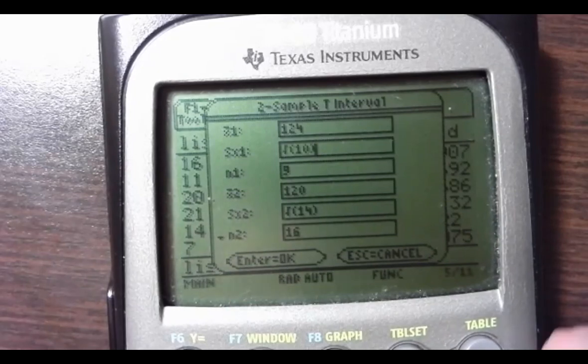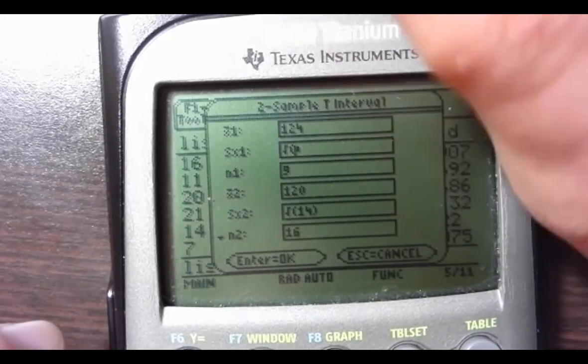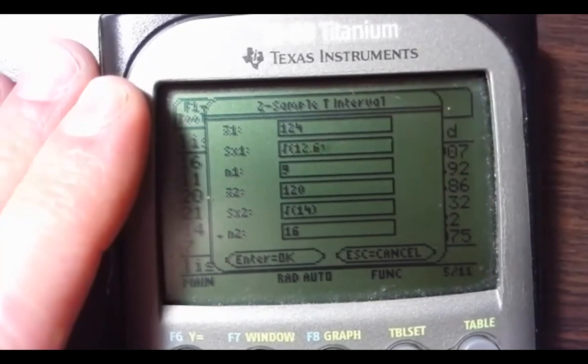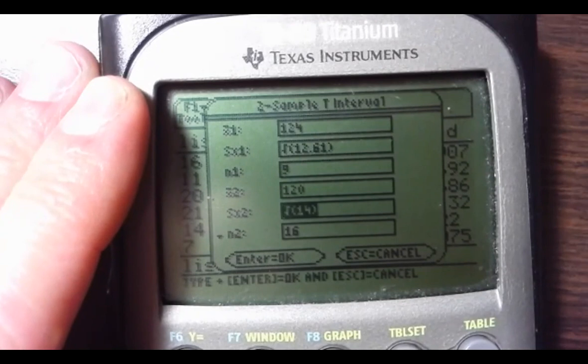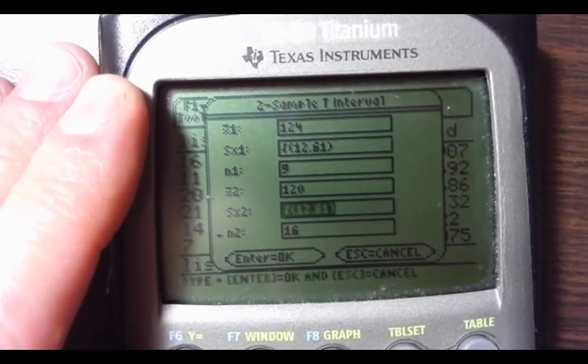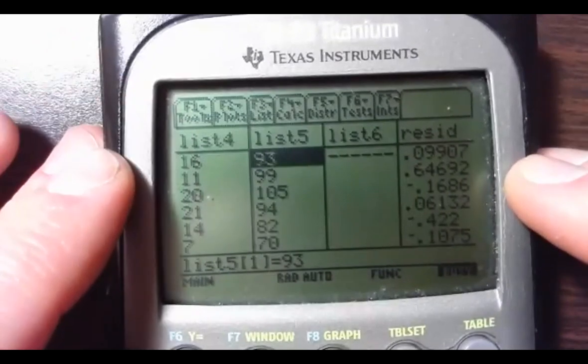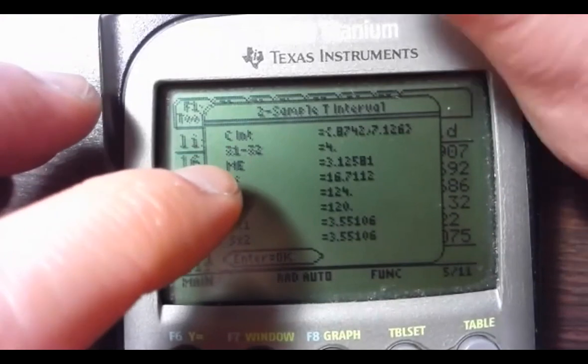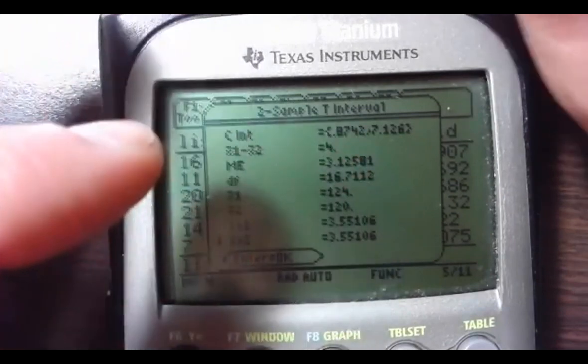2 sample T interval. This is going to be the square root of 12.61. Okay. This should change it to a 3. My margin of error should be 3 something. Yeah, 3.12.